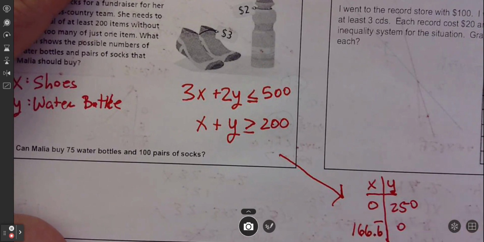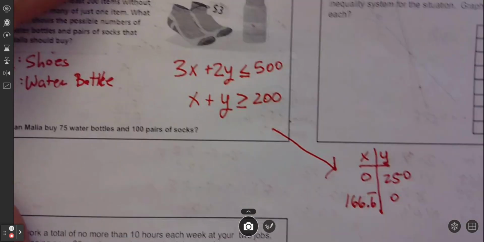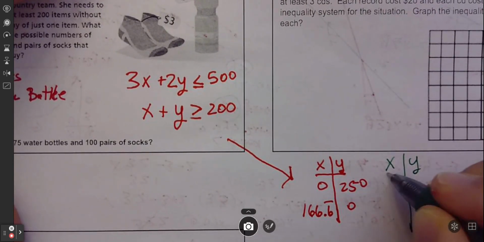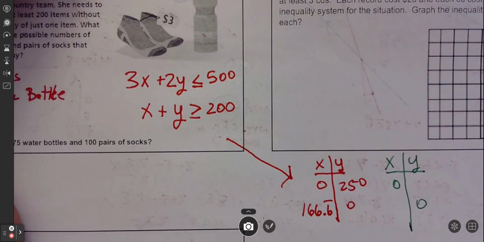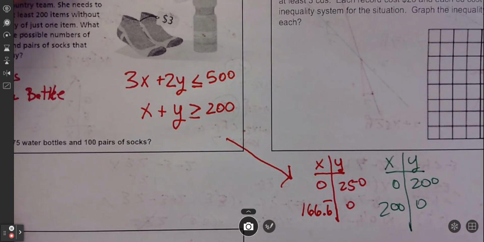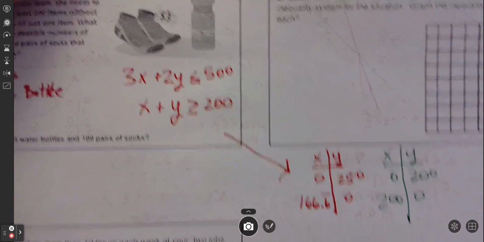We're going to go ahead and be very mathematical here, but then with our answer, we won't be so mathematical. Okay. That's the first one. Now let's try the second one. My intercepts for my second one are 200 and 200. So now I want to draw a graph. Everything's in the first region.